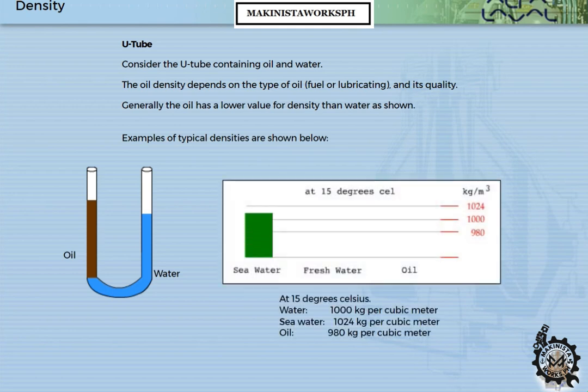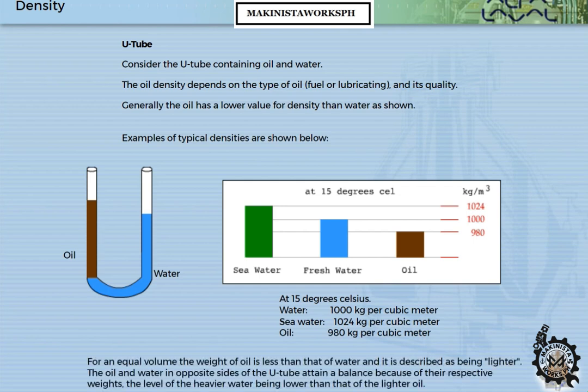At 15 degrees Celsius, water, 1,000 kilograms per cubic meter. Seawater, 1,024 kilograms per cubic meter. Oil, 980 kilograms per cubic meter. For an equal volume, the weight of oil is less than that of water, and it is described as being lighter. The oil and water in opposite sides of the U-tube attain a balance because of their respective weights, the level of the heavy water being lower than that of the lighter oil.